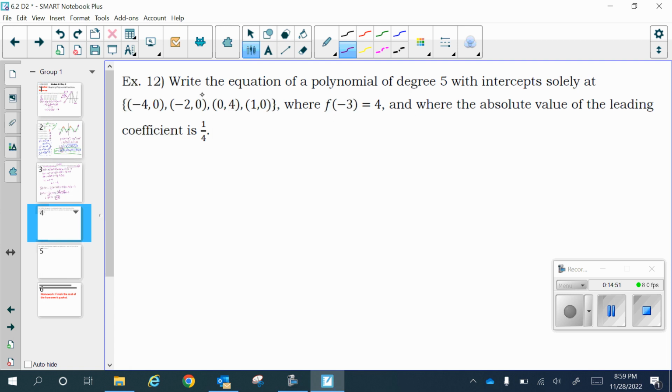The first thing I'm told is that I want to write the equation of a polynomial with a degree of 5. So a degree of 5 means I have to have 5 x-intercepts, even if some x-intercepts happen more than once. And my only intercepts are these right here. I'm also told f of negative 3 equals 4, or in other words, the point negative 3, 4. And I'm told the absolute value of the leading coefficient is 1/4. Let's write this over here: the absolute value of a equals 1/4. In other words, your leading coefficient could be 1/4 or negative 1/4. We don't know. We're going to use all this information to figure it out.